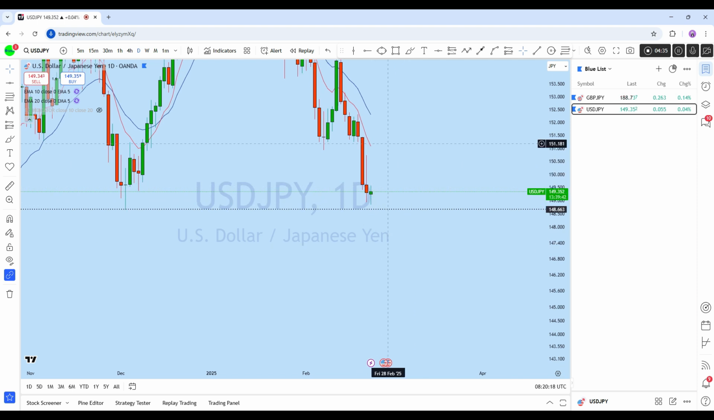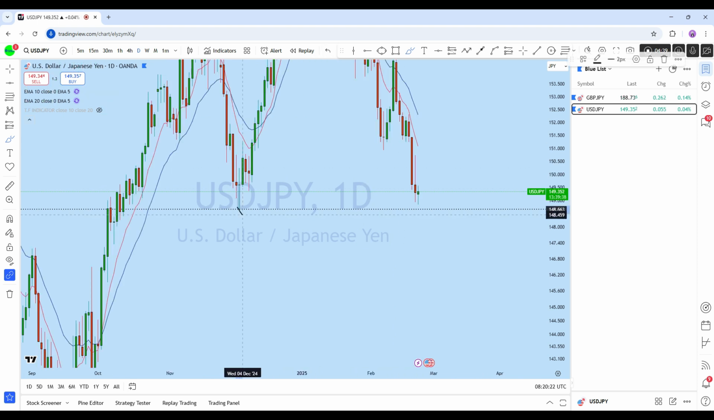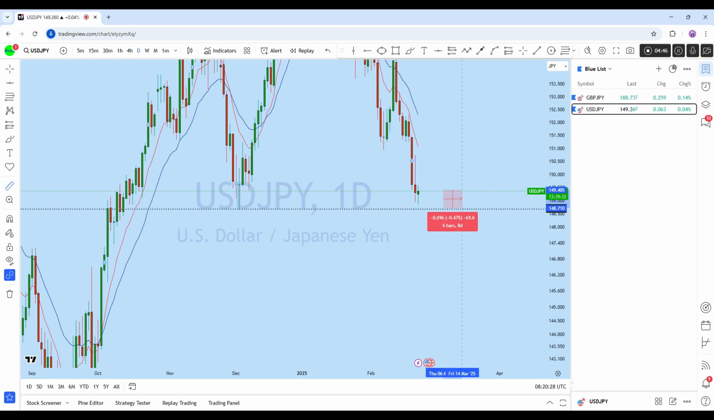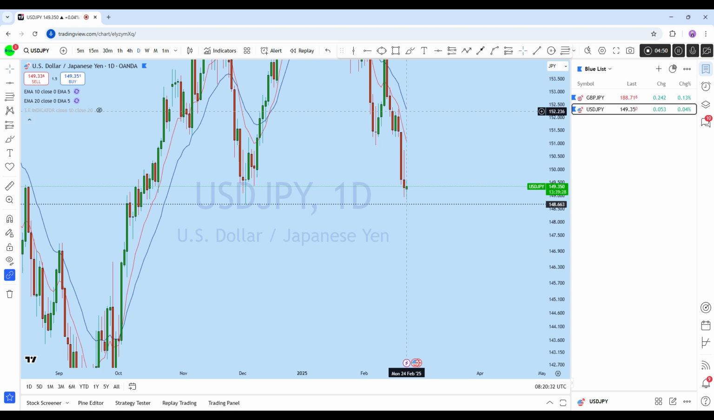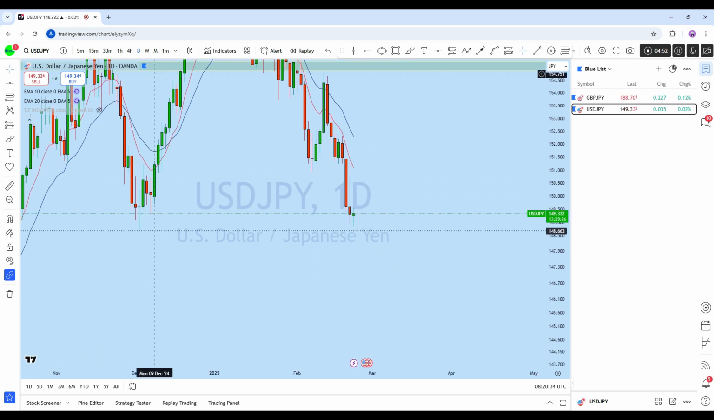Initially we have seen that bounce, expecting this market to drop again to that support level, as we could see ultimately the market breaking that low, creating a new lower low in dollar yen as well. We can expect around a 70 to 80 pip drop at least, or even further, as the daily price action is showing stronger bearish momentum.